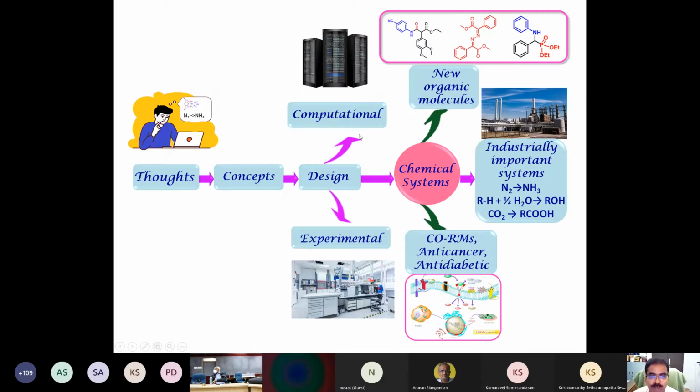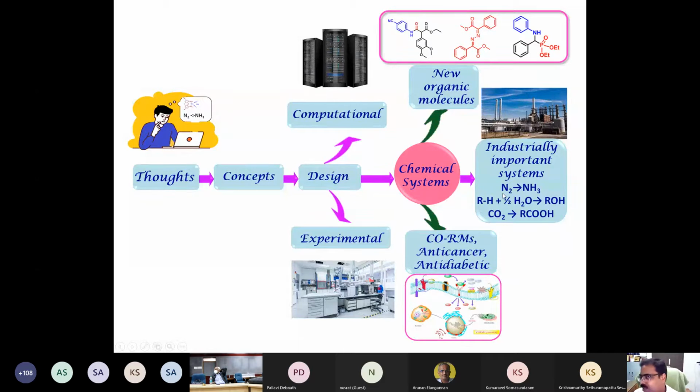So this is the overview of our laboratory work. We always use experimental work and computational work to design new chemical systems, and we want to explore those chemical systems in at least 3 different areas. One is developing new organic molecules or methodologies, and another is bioorganometallic chemistry. Here, carbon monoxide releasing molecules and anti-cancer and antidiabetic work are what we are interested in. And the third is industrially important work, something like conversion of dinitrogen to ammonia.